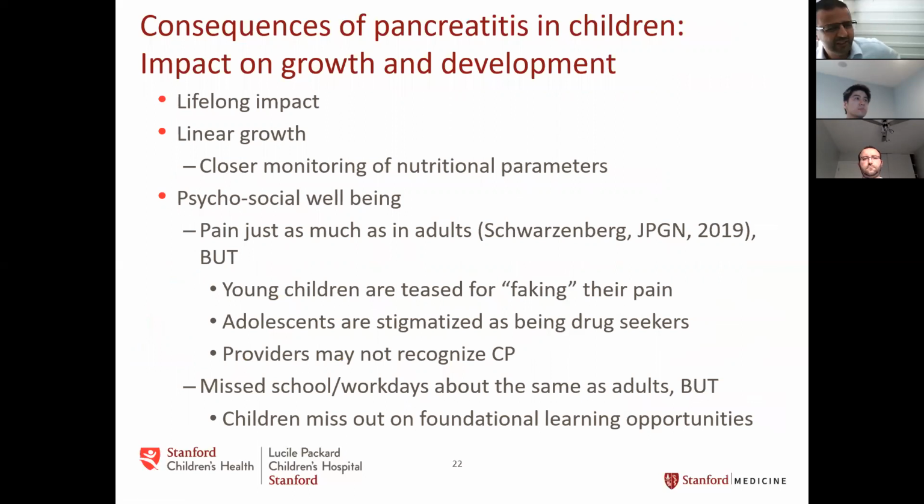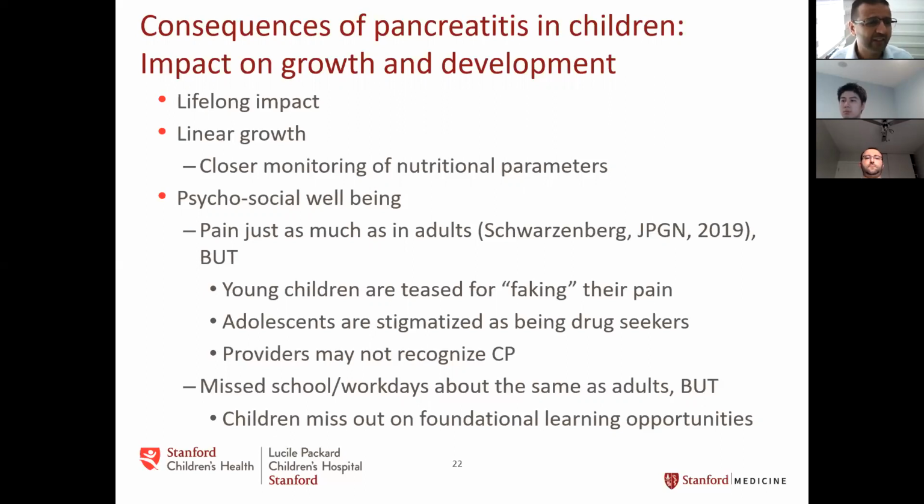And children have special needs. We're always thinking as pediatricians about growth and development. And the changes that occur to their health as children have a lifelong impact to them as adults in linear growth, nutritional parameters, and therefore psychosocial well-being. Pain is just as much in children as in adults. Children are often teased at school or by their peers for faking their pain. Adolescents are stigmatized as being drug seekers in a society that's increasingly heading towards making drugs much more commonly available.